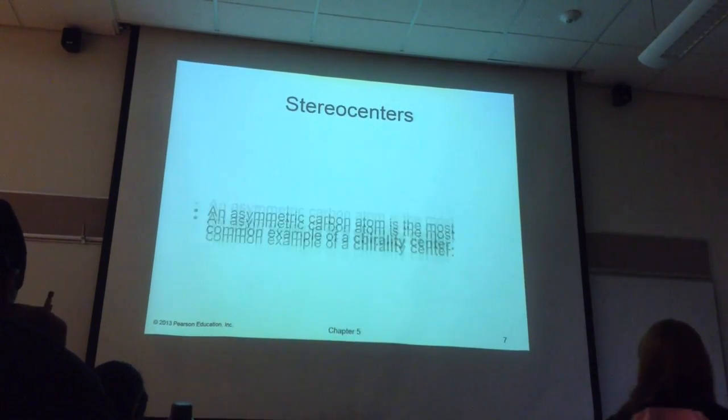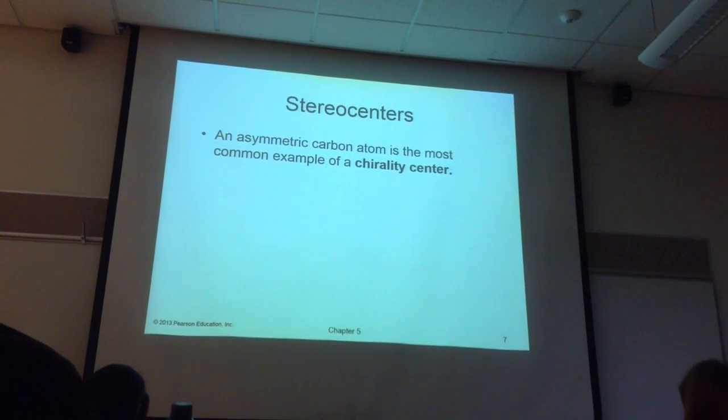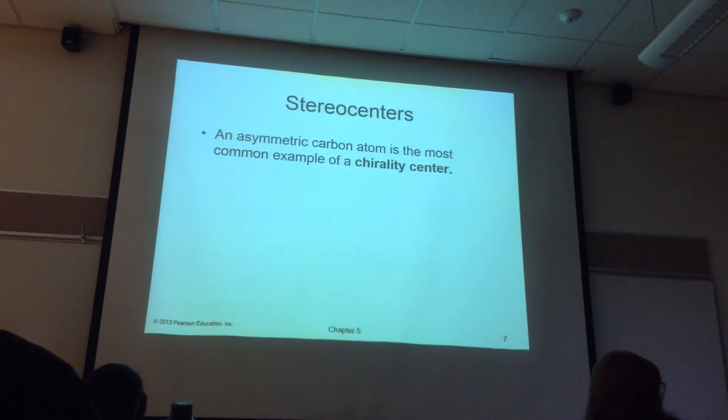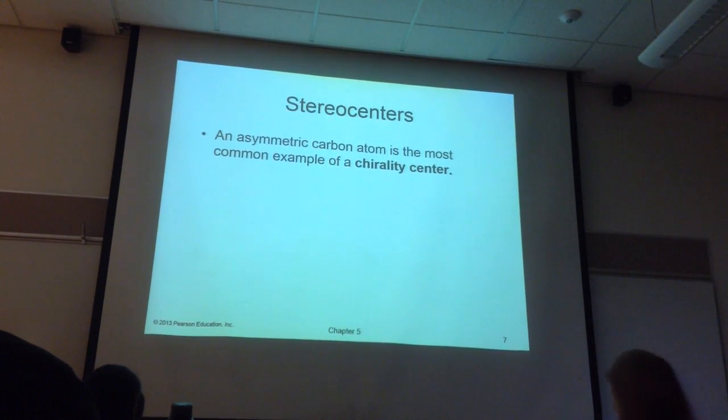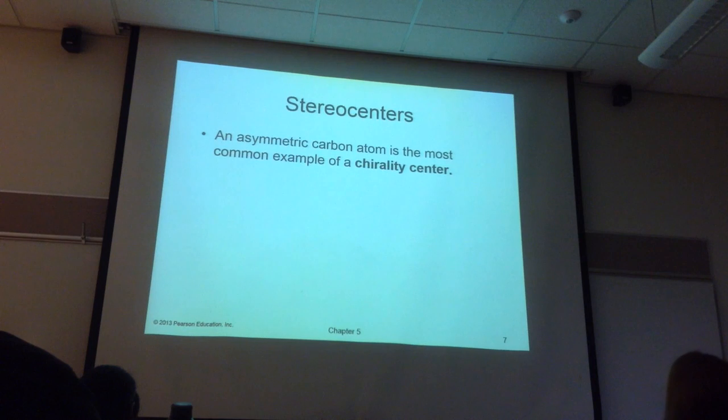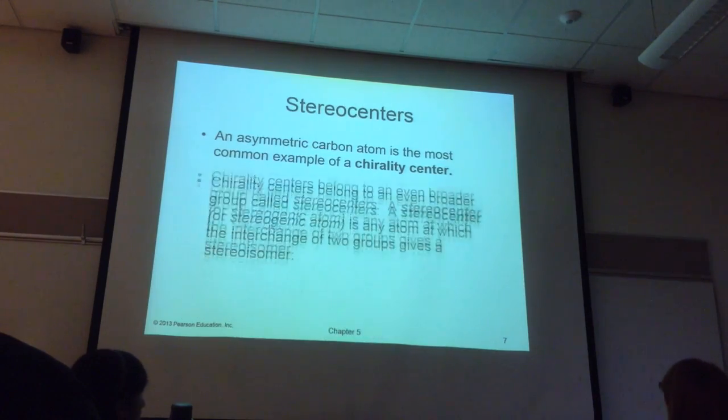And so here's the story. An asymmetric carbon atom is the most common example of a chirality center. Does anybody understand what that means? Any carbon that has these 4 different things has a chirality center.